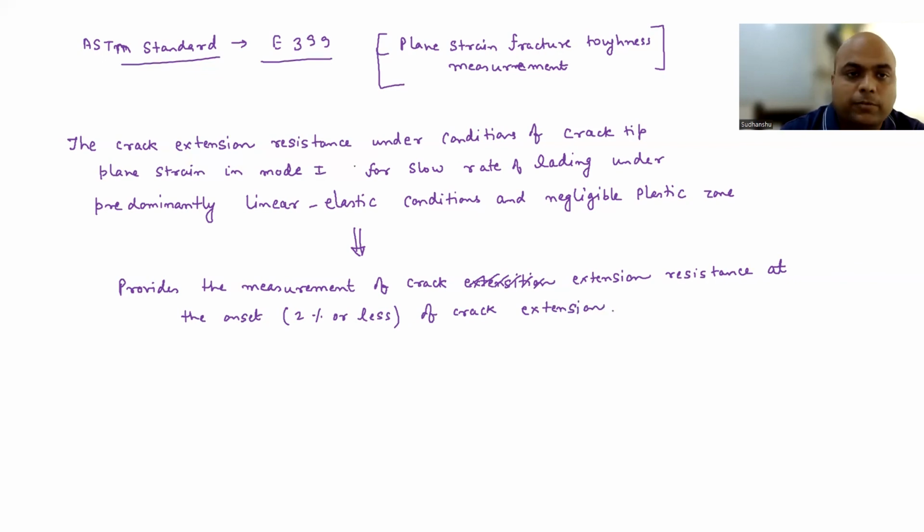Okay, so we will use the ASTM standard E399, and we'll use a compact tension specimen in E399. Okay, and when we talk about this ASTM standard, we will assume the linear LEFM condition to be valid. That means the plastic zone size is negligible or very, very small. It is under mode 1 condition. Okay, and it will provide the measurement of crack extension resistance corresponding to the crack extension of 2% or less. Okay, so in the next lecture, we will start discussing how to measure plane strain fracture toughness using the E399 ASTM standard. Okay. Thank you. We'll meet next week.